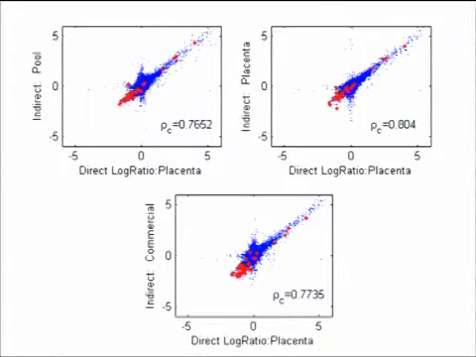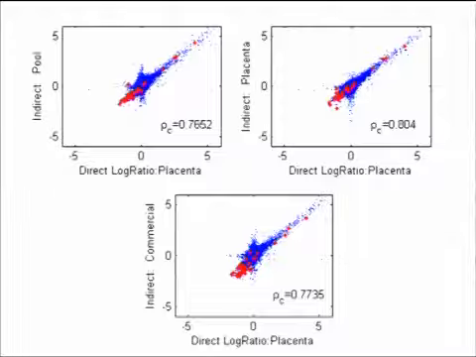So here's a picture of some of our results. The data going into the horizontal axis is the same on all 3 plots. It's basically the log ratio that we get from the direct dye swap comparison between test A and test B for the placenta test pair. And on the vertical axis, we have the log ratio that we get through that indirect comparison through the reference sample. So we have it for the pool reference, the placenta reference, and the commercial reference.